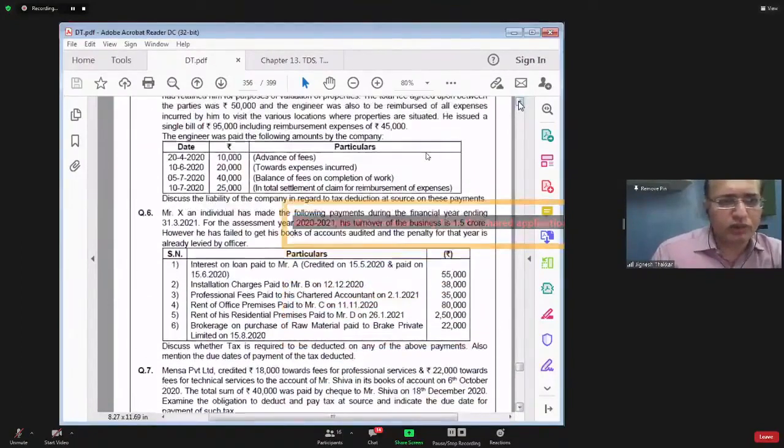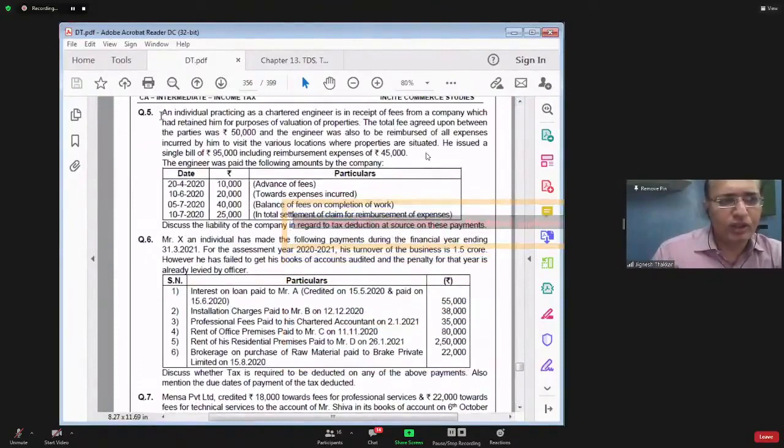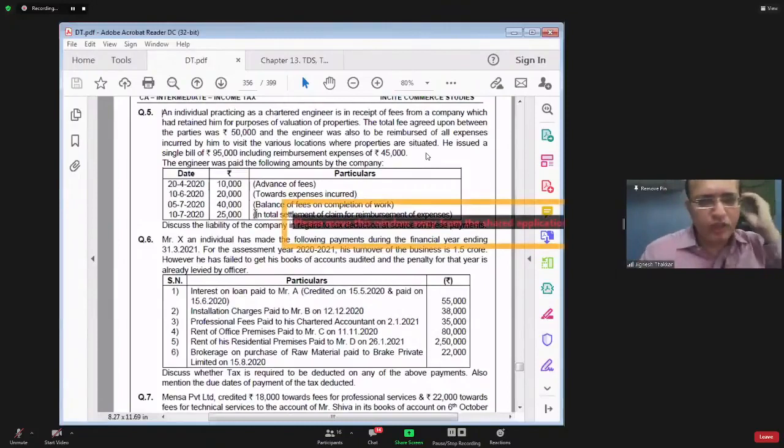So let's move on to question number 5 first. An individual practicing as a chartered engineer. It is not chartered accountant, chartered engineer it is. Means those professionals who will do the valuation of properties. So an individual practicing as a chartered engineer is in receipt of fees from a company which has retained him for the purpose of valuation of properties.